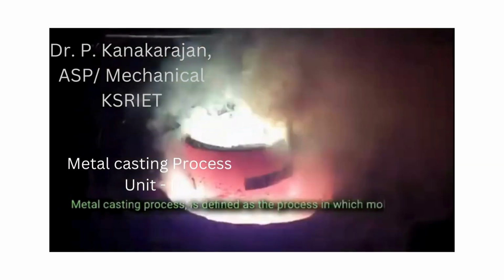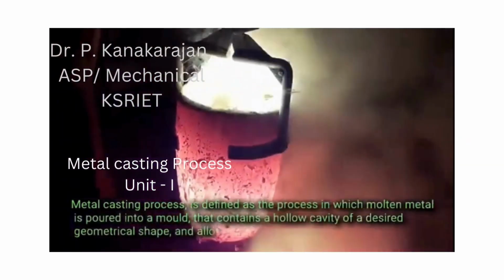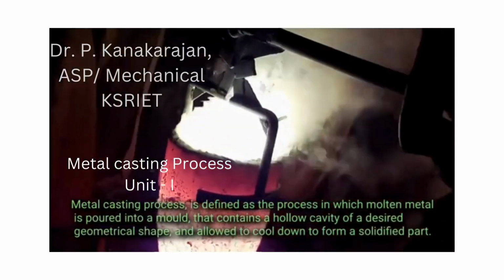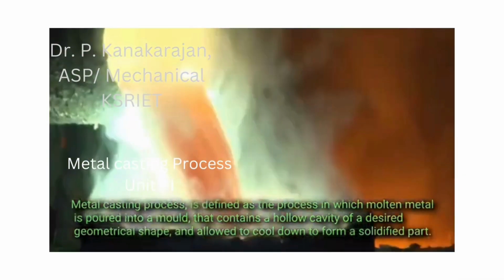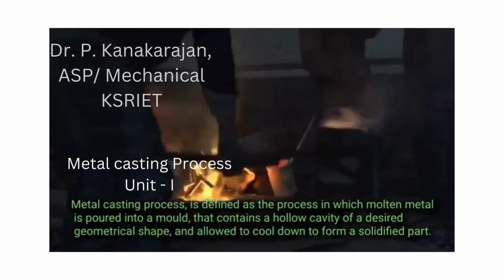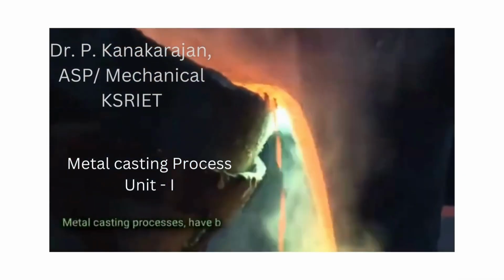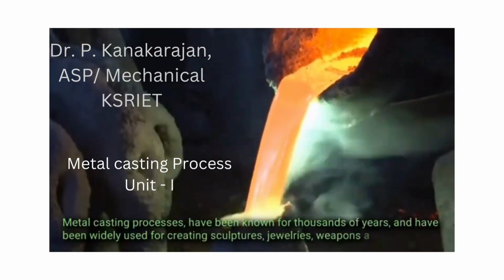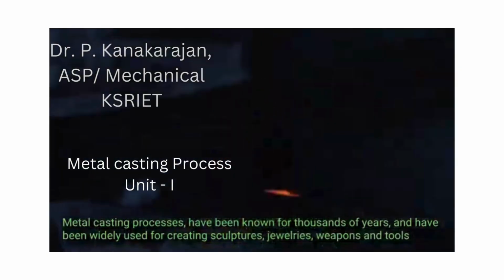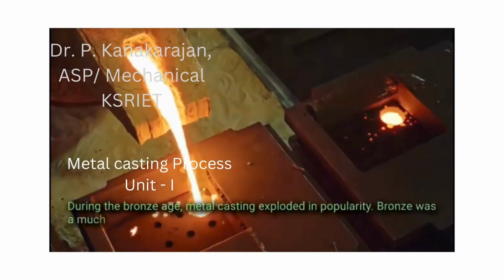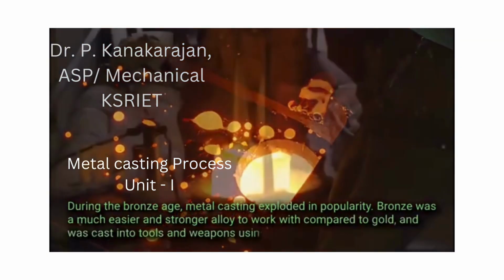Metal casting process is defined as the process in which molten metal is poured into a mold that contains a hollow cavity of a desired geometrical shape and allowed to cool down to form a solidified part. Metal casting processes have been known for thousands of years and have been widely used for creating sculptures, jewelries, weapons and tools. During the Bronze Age, metal casting exploded in popularity.